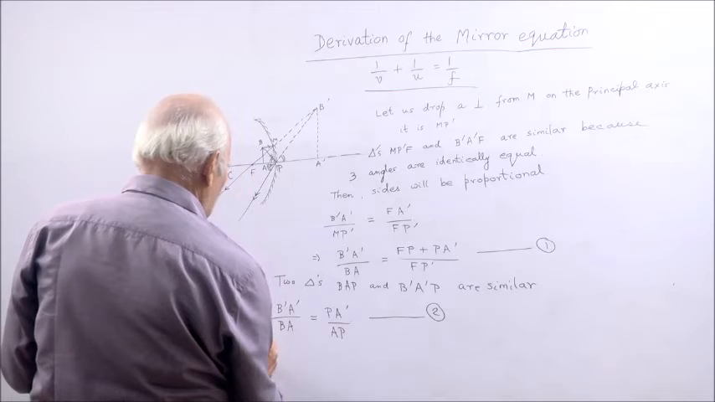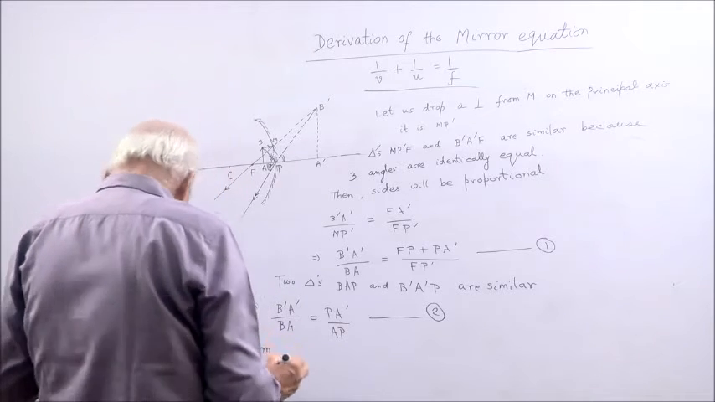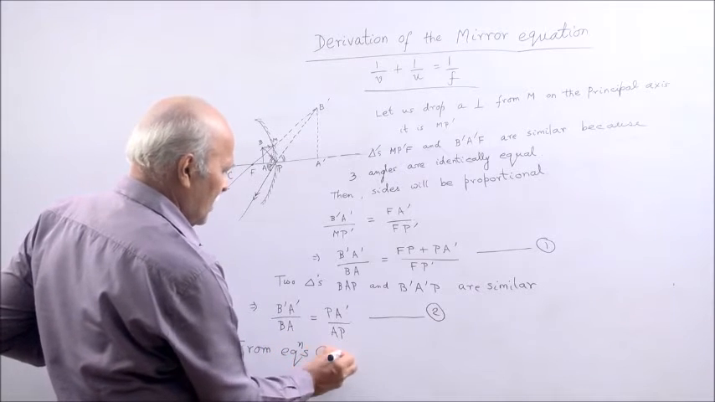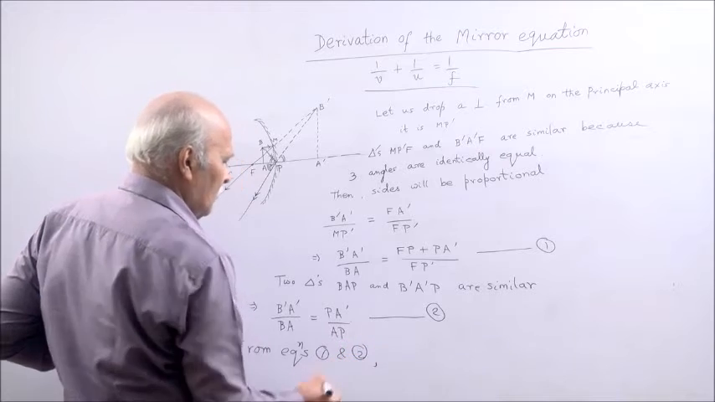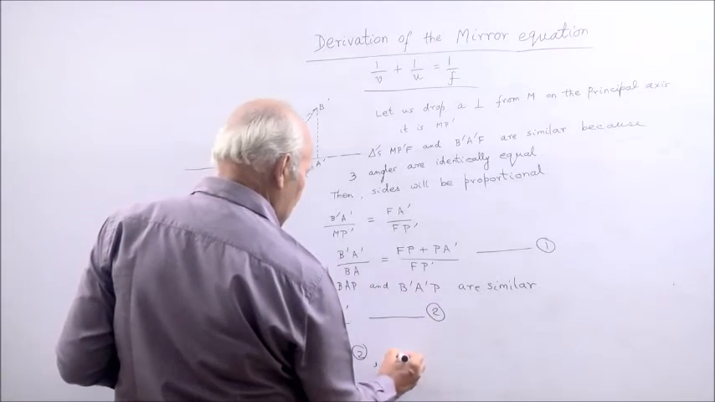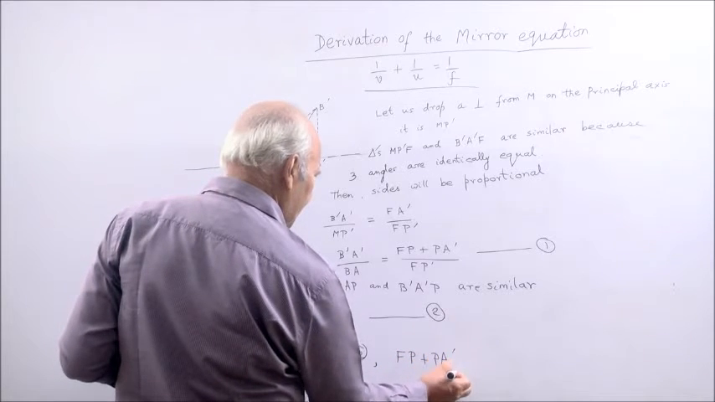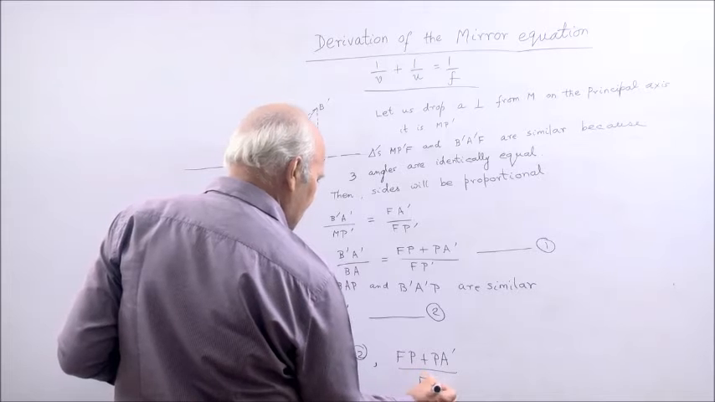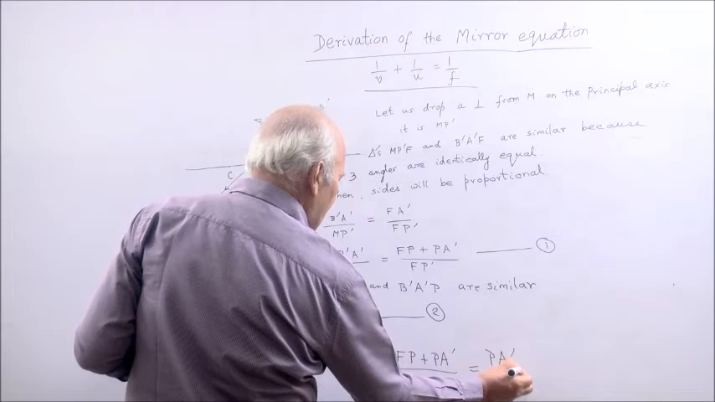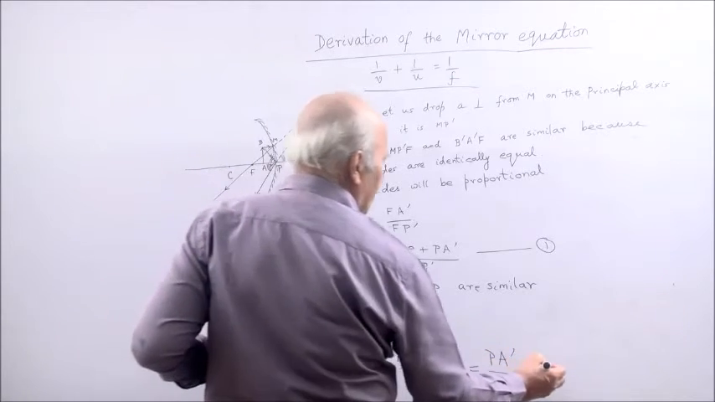So, from equations 1 and 2, what you find is that FP plus PA dash by FP dash is equal to PA dash by AP. This is the third equation.